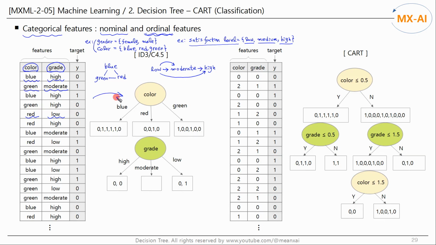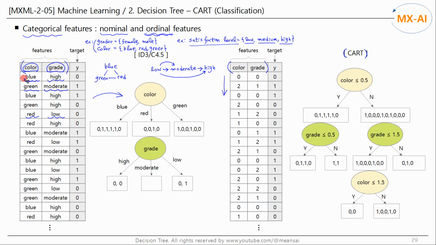This is an example of creating an ID3 classification tree on this dataset. Since ID3 was originally designed to handle categorical features, there is no particular problem in creating an ID3 tree on this dataset. Next, let's create a CART classification tree on this dataset. Since CART was originally designed to handle continuous numerical features, these categories must be converted into numerical values as follows.